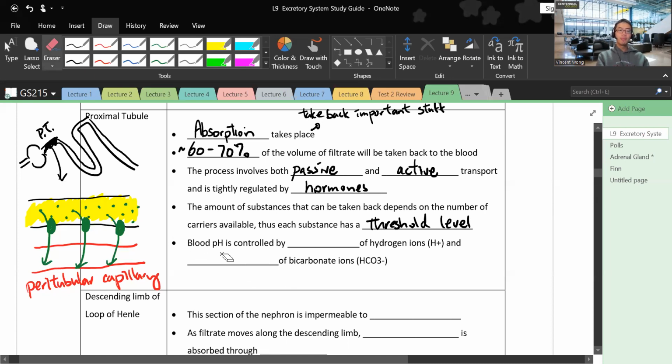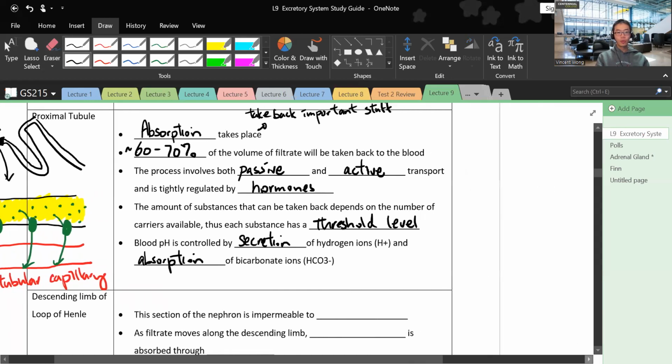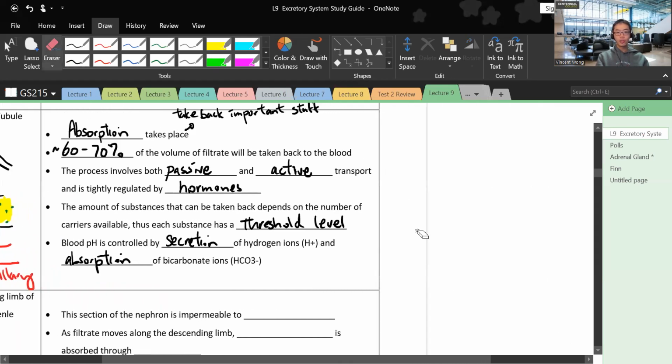Okay. Blood pH is controlled by secretion of hydrogen ion and absorption of bicarbonate. All right. I'm just going to quickly show you this chemical equation and see if you understand it. We produce carbon dioxide, as you know, because of cellular respiration, and that will combine with the water that is in our body, in the bloodstream. And what's the end product? Does anybody know? Did you guys learn this in chemistry? Carbon dioxide plus water, what does that give you?